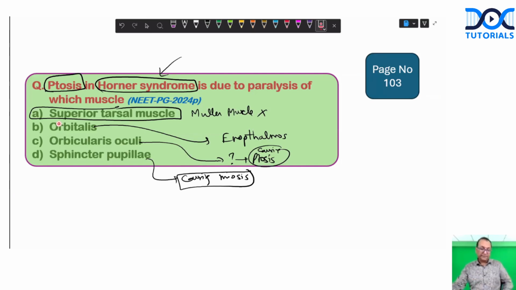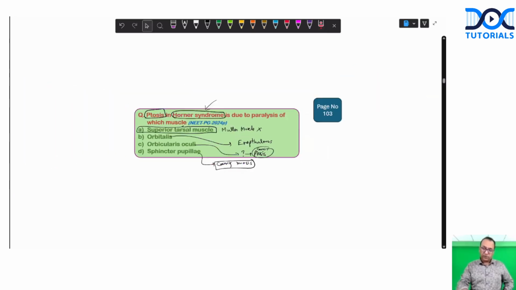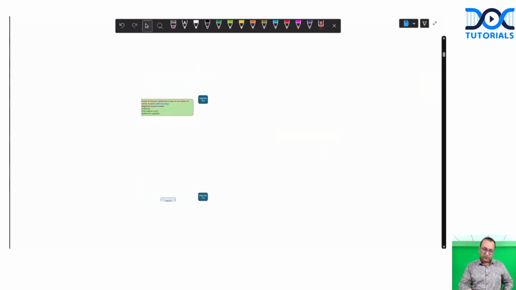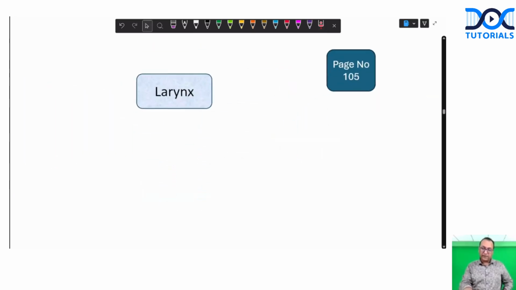So as you can see, why was there ptosis? Paralysis of which muscle? You say superior tarsal muscle. And because the superior tarsal was not working, the orbitalis became more powerful. It was causing the ptosis. And if the orbitalis is not working, then enophthalmos, as there is no counteracting muscle. And the sphincter pupillae became more powerful because the dilator was not working, and it led to miosis. So like that, you just have some idea. Page number 103. Now we move further and look at some details of the larynx.